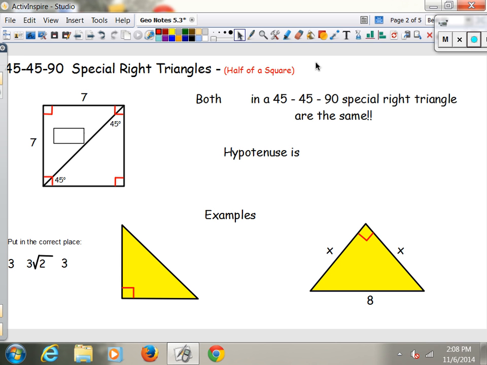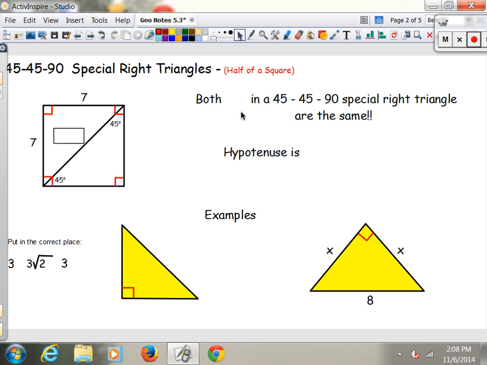That's going to give me it bisected my 90-degree angles. It cut them both in half. So I made a 45, and a 90. So we have an isosceles right triangle. Now what would go in this blank? Both blanks in a 45, 45, 90 special right triangle are the same. Both legs. Okay, there's 3 angles, so it can't be both angles. But what would it be? Legs. Both legs are the same, right?